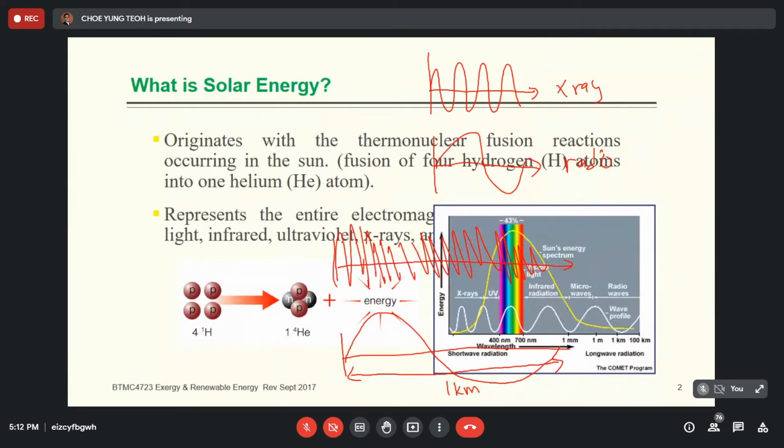Then the rest, UV light, visible light, and others, all reach the Earth's surface. UV light is optional: in some cases the atmosphere completely filters it out, but in some cases it still reaches the Earth's surface. But X-ray never reaches the Earth's surface. We should be quite lucky, because if it did reach the surface, we would be killed.